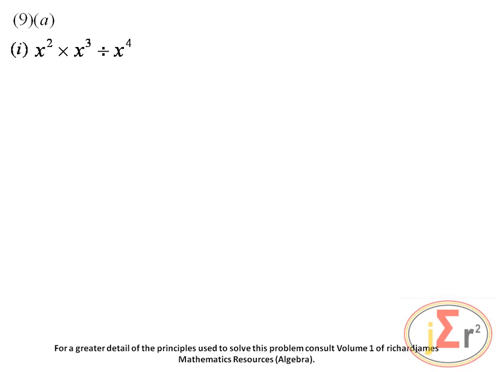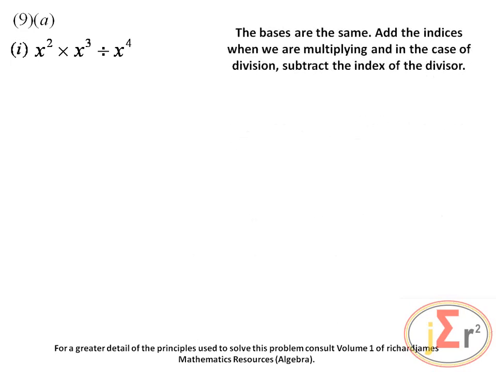Simplify the given expression. The bases are the same. Add the indices when we are multiplying, and in the case of division, subtract the indices. Of course, when we are manipulating indices, in the case that we are multiplying numbers with the same base, we add the indices, and when we are dividing, we subtract the indices. So we will have x to the power of 2 plus 3 minus 4. 2 plus 3 is 5, minus 4. So 5 minus 4 is 1. X to the power of 1, which is equal to x.